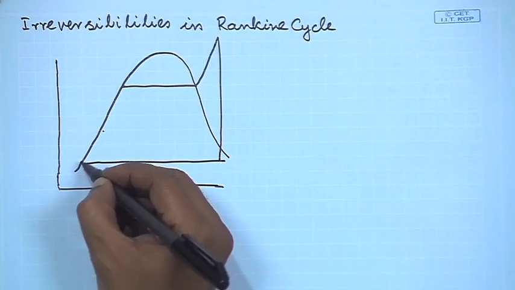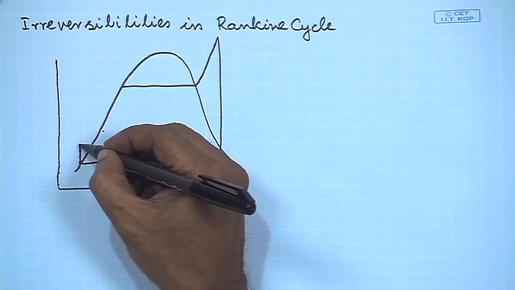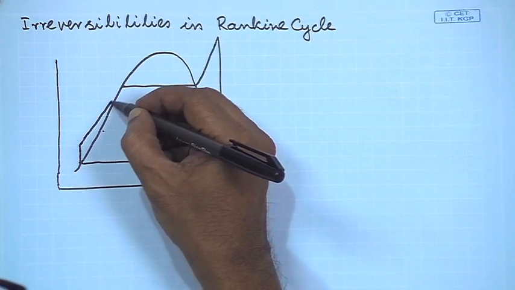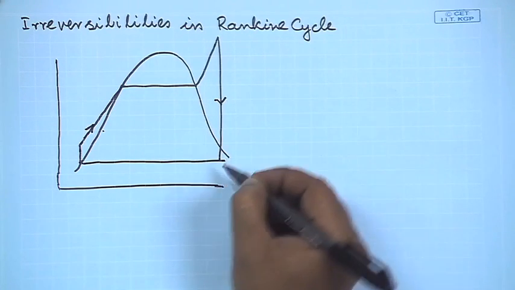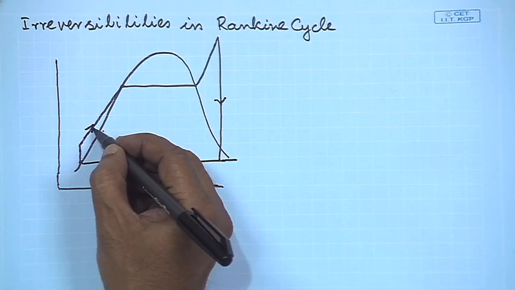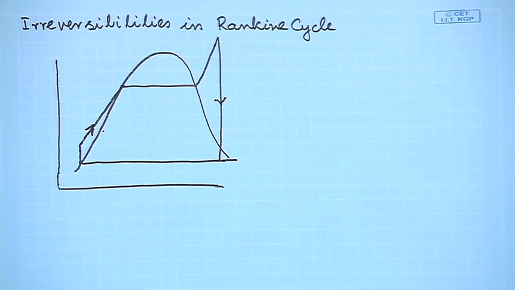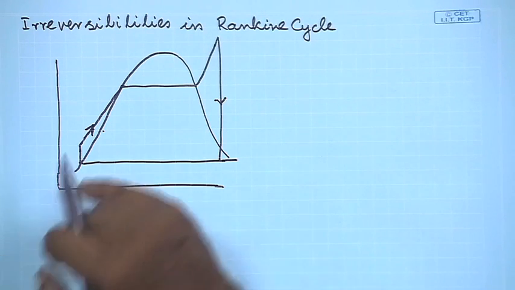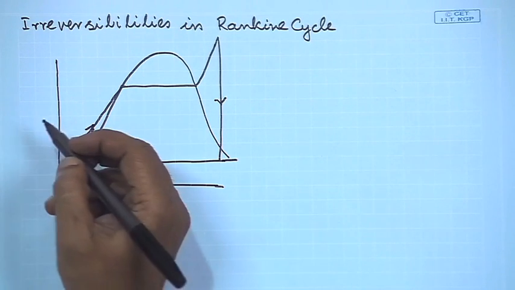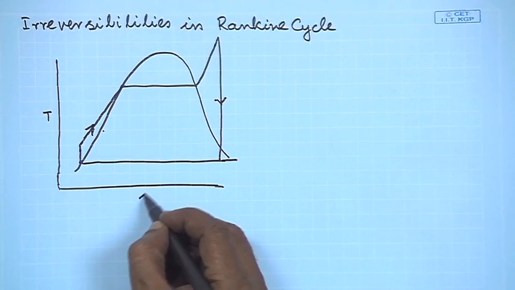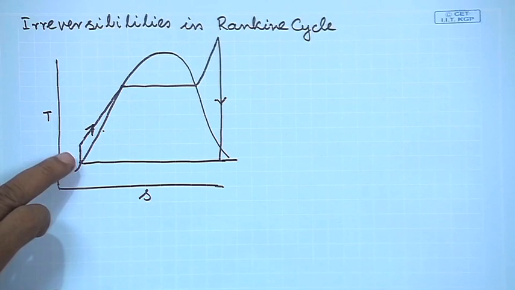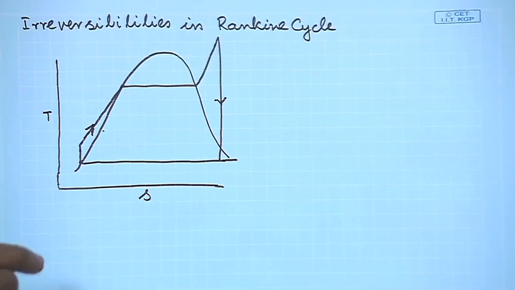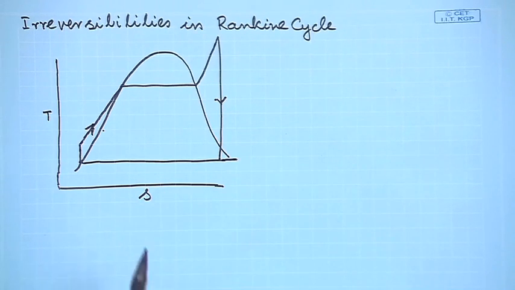if you see, we have taken the expansion process and the compression process of the fluid. The expansion process is in the turbine and the compression process, the process of pressure rise, is in the pump. These we have taken as reversible adiabatic, or isentropic, processes. Now, it does not happen.